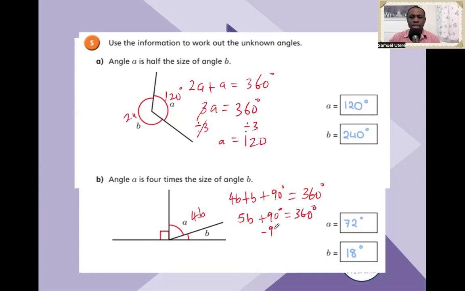We can subtract 90 from both sides. Remember, we're looking for B, so we'll start to eliminate things that are preventing us from having B being on its own. So we know that 5B will be equal to 270 degrees. Therefore, B will be 270 divided by 5, which will give us 18. 270 divided by 5 should give us 72.